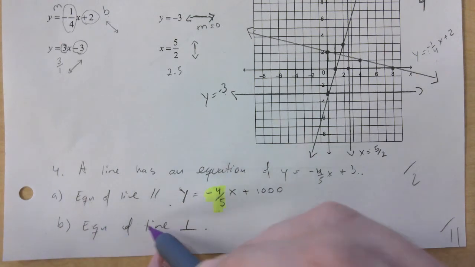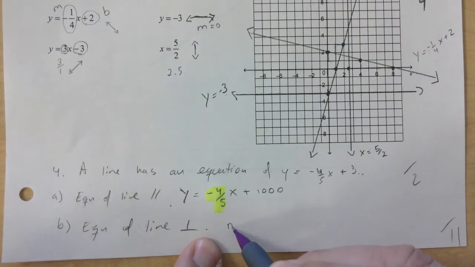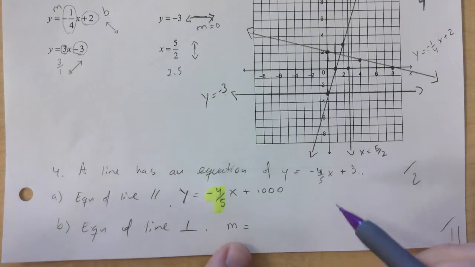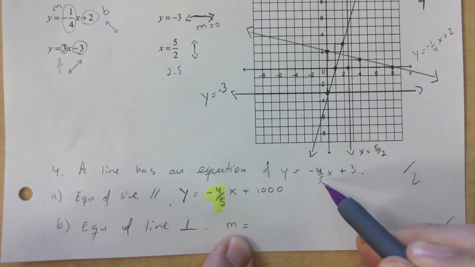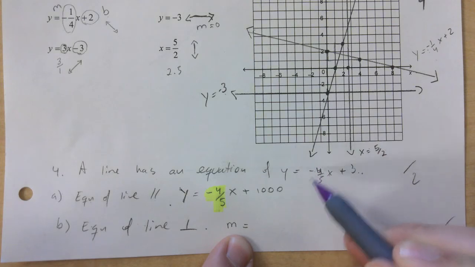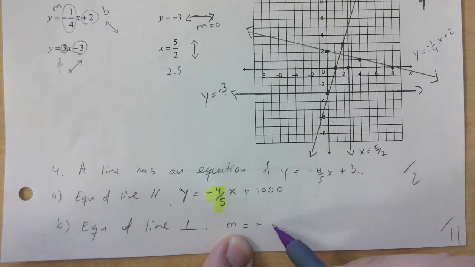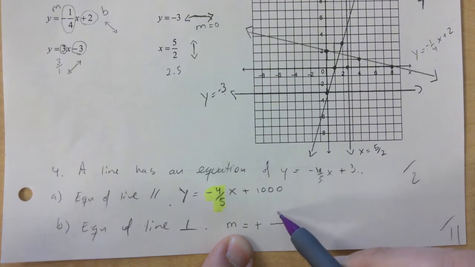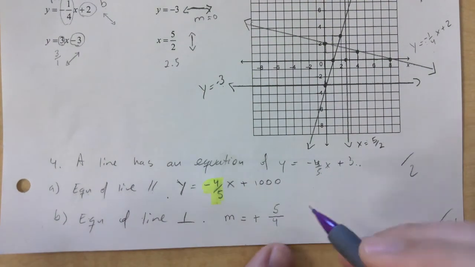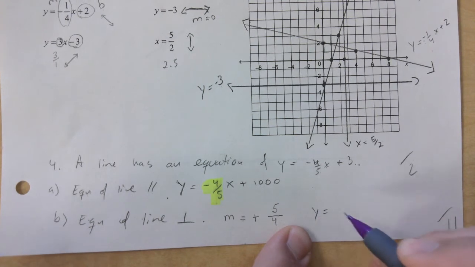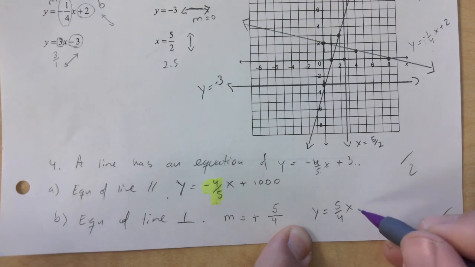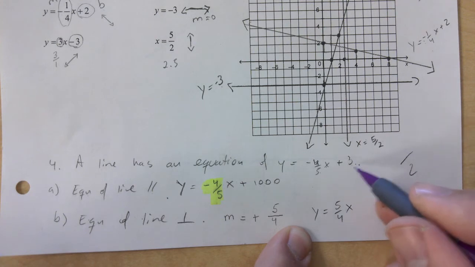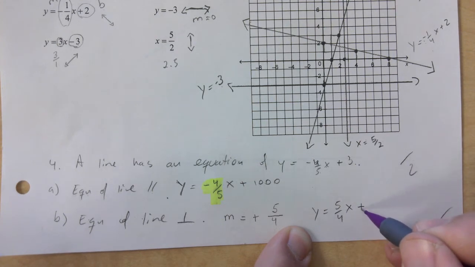Now, for the equation of a line that is perpendicular, you're looking at a slope that is the negative reciprocal of this. Since this is negative, putting a negative in front would turn that positive, and then you flip these values. So you're looking at an equation with a slope of 5/4. So y is equal to 5/4 x. Here you could go plus 3 if you wanted to.